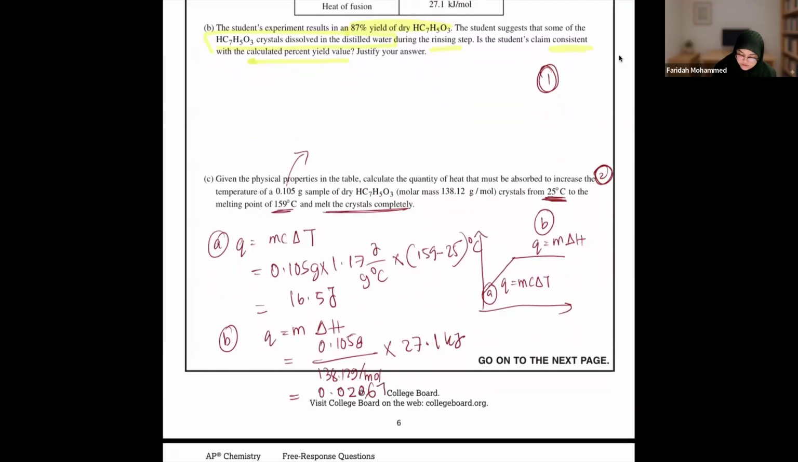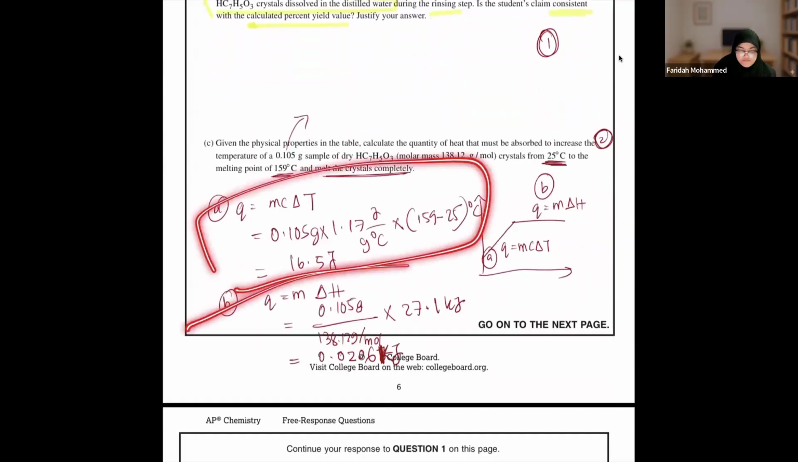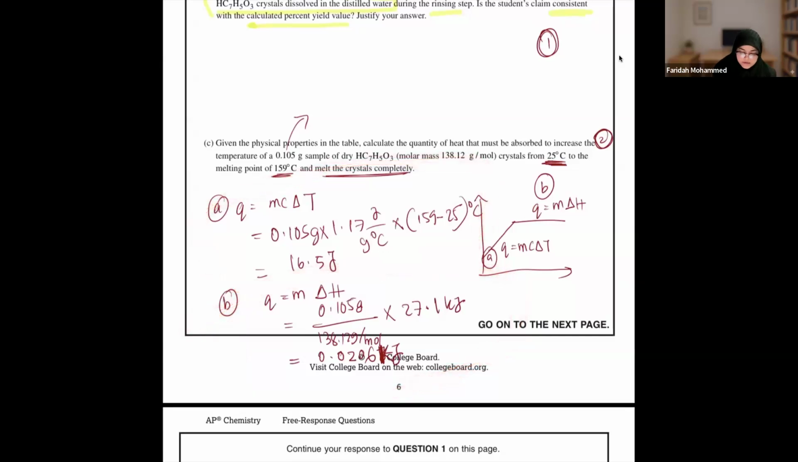Right? And that is in joules. Now, oh wait, that is in kilojoules. Okay? If you have any one of these, give yourself 1 point. The second point you're going to get is when you add those two together.